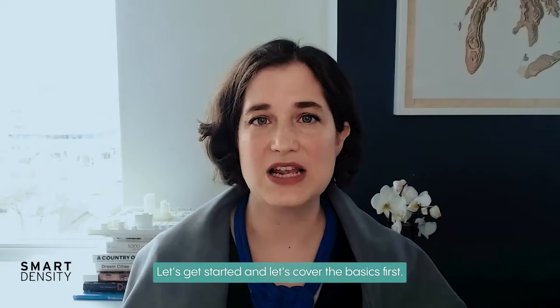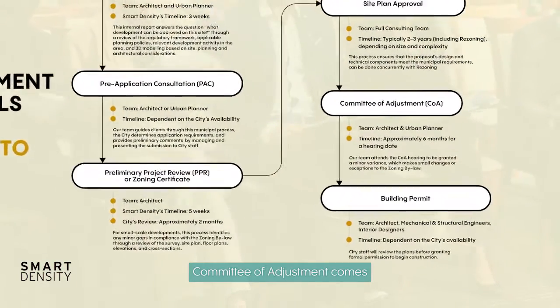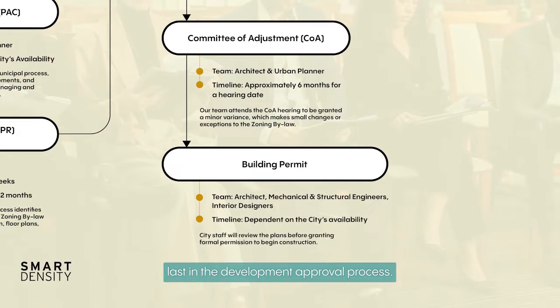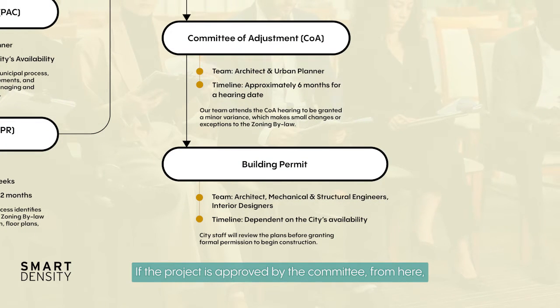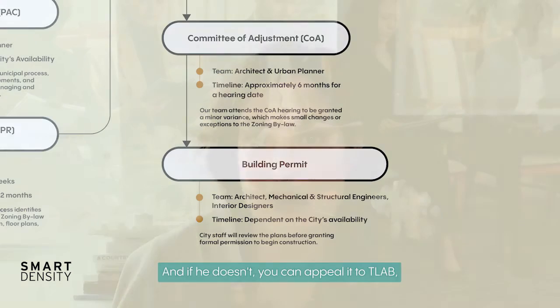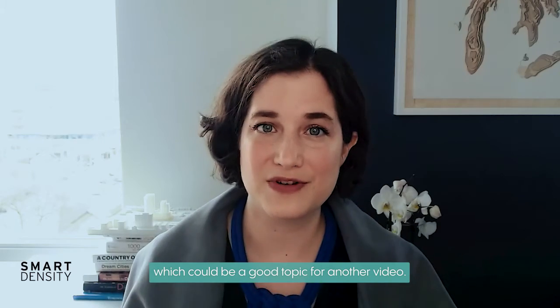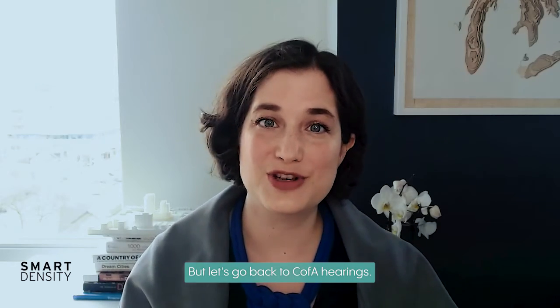Let's get started and let's cover the basics first. As you can see here, Committee of Adjustment comes last in the development approval process. If the project is approved by the committee, from here we can apply directly for a building permit. And if it doesn't, you can appeal it to TLAB, which could be a good topic for another video, but let's go back to C of A hearings.